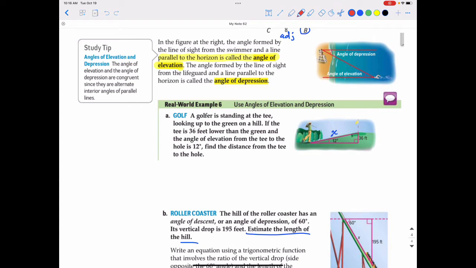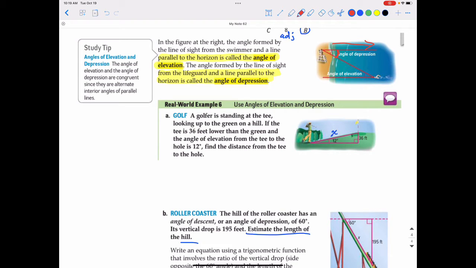The angle of depression is formed from the lifeguard and a line parallel to the horizon and looking down. So if the lifeguard's looking straight out and then he suddenly looks down to see the swimmer, from his line of sight down to the swimmer is the angle of depression.